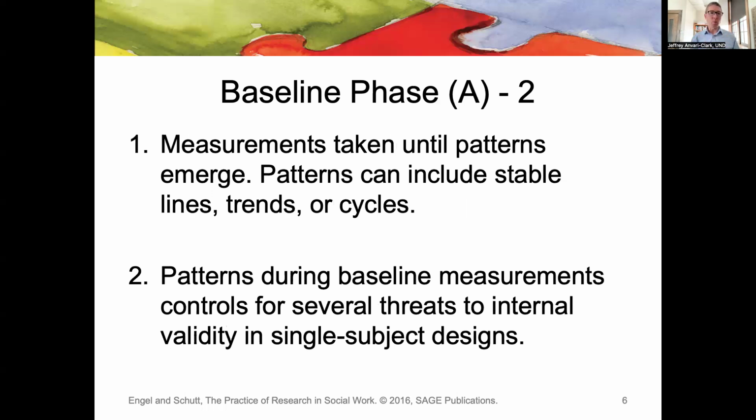So two points here. One is that the measurements are taken until we can see some patterns. At a minimum, you're going to need at least three to be able to see a trend. Maybe are they all going up? Is it just kind of flat? Is it kind of all over the place? Or is it going down? I don't know. It depends on your variable. But we want to see, is it a stable line? Is there a trend? Or is there kind of a cycle that might depend on the time of day? But this serves as your control, or life without the intervention.